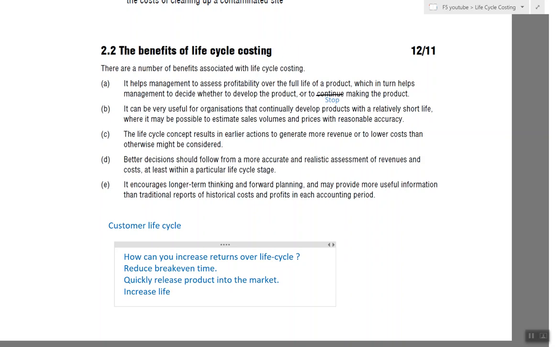Increase life cycle. Remember, one way to increase is to make a little bit of changes to your product.